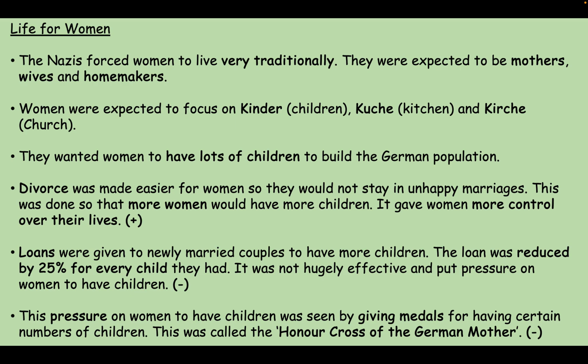Hitler wants a big population. Hitler wants a big army. And in order to do that, he wants the women to have lots of children. So because of the desire to have lots of children, divorce was made easier in Germany for women, so they would not stay in unhappy marriages. The idea is if you're in an unhappy marriage, you're unlikely to have children or more children. But if you are in a happy marriage, you're more likely to have children.